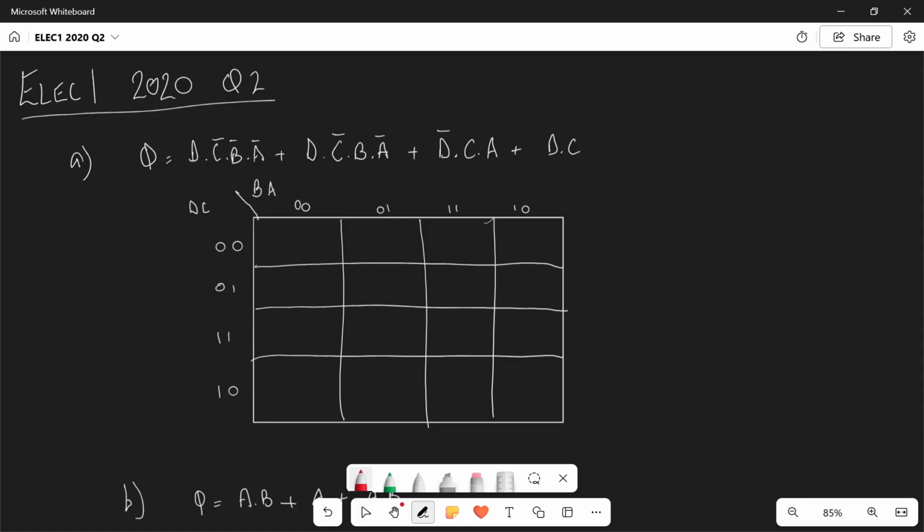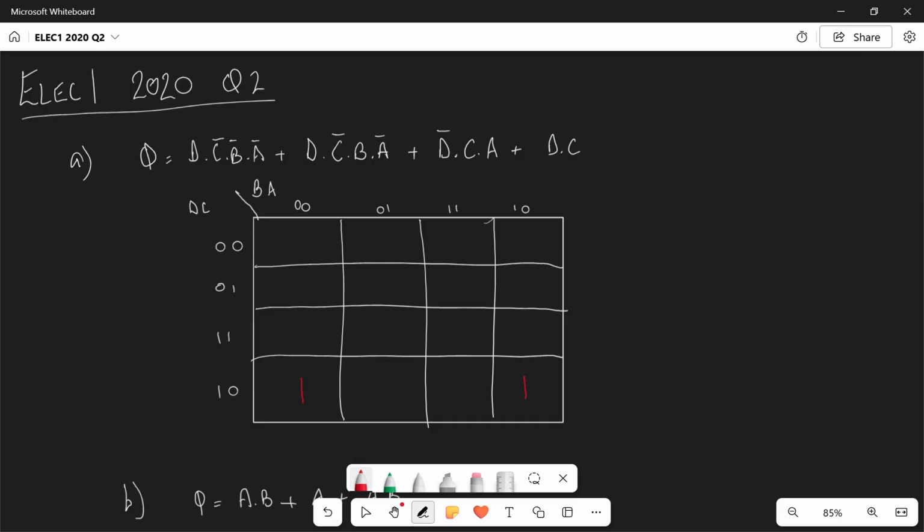So D is high and C, B and A are low, and so that would give us a high down here. And then we've got D and not C and B and not A. So D is high, C is low, B is high, A is low. So we're looking for a 1, 0 for DC and a 1, 0 for BA. So that's this bottom right hand corner.